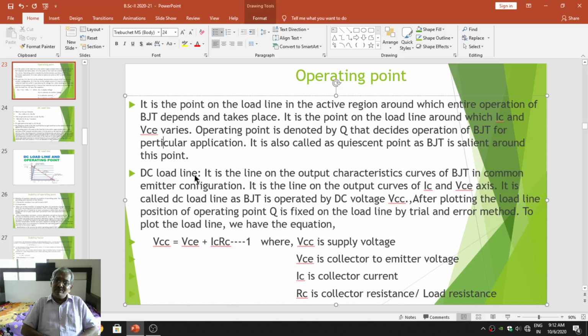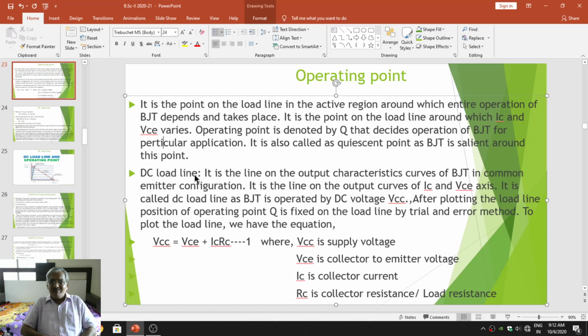Now our job is to find those 2 particular points to be located and join those 2 particular points so as to draw a line on the output characteristic curve, to be referred to as the DC load line, because we are applying only DC supply to plot that particular load line.